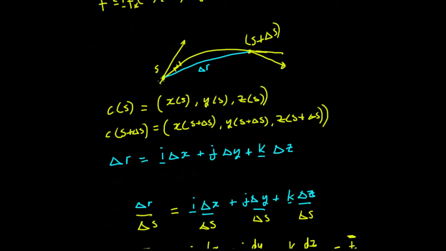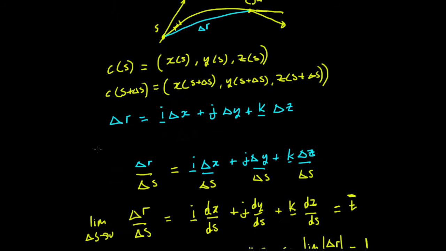So then we can say that the point s plus delta s is going to be x of s plus delta s, y of s plus delta s, and z of s plus delta s. So we could draw a little line, that's just a straight line, from s to s plus delta s. We'll call that delta r. That delta r is just a vector sitting in space, so that vector can be written as i delta x plus j delta y plus k delta z. Okay, it's just a simple vector.